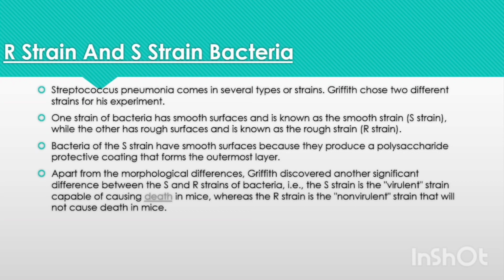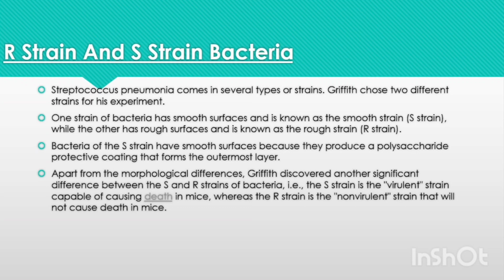Already we know that he chose the S strain and R strain. One strain of the bacteria has a smooth surface and is known as the smooth strain, the S strain, while the other has a rough surface and is known as the rough strain, the R strain. These were the two strains which he selected.